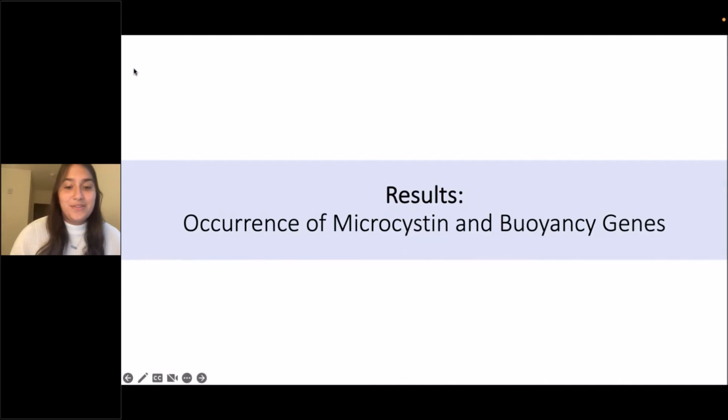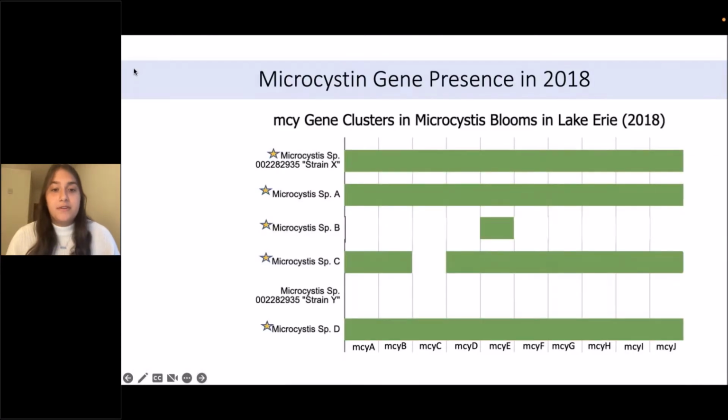Okay, so getting into results, the first results I'll talk about is the occurrence of microcystin and buoyancy genes. So first talking about microcystin gene presence. So we picked out 6 bins that had these genes pop up, and you'll see that there's a varying level of specificity from strain to species. I'll explain the strains in a couple slides, but in terms of species, you can see that it's very generically named. And this is just because the taxonomy didn't actually give us the names of these species. So I just dubbed them A through D to differentiate them.